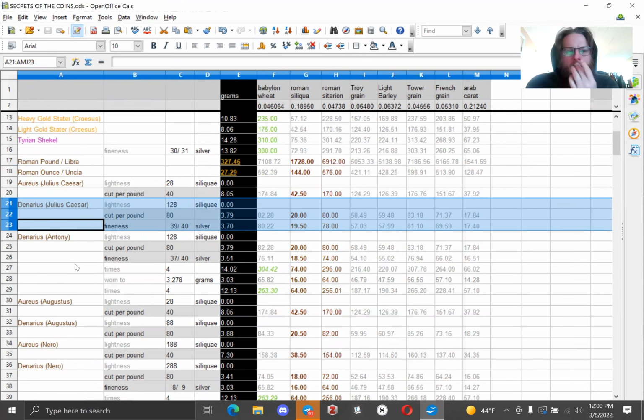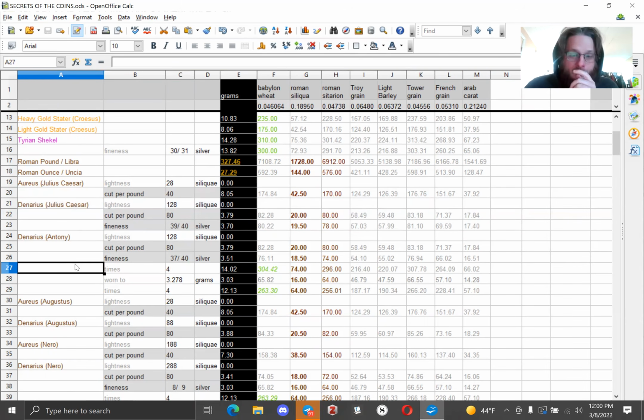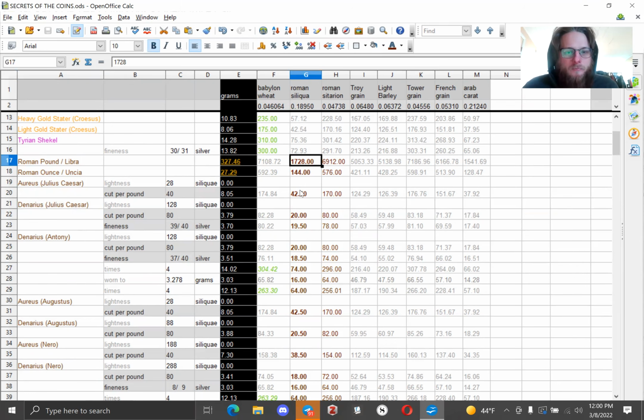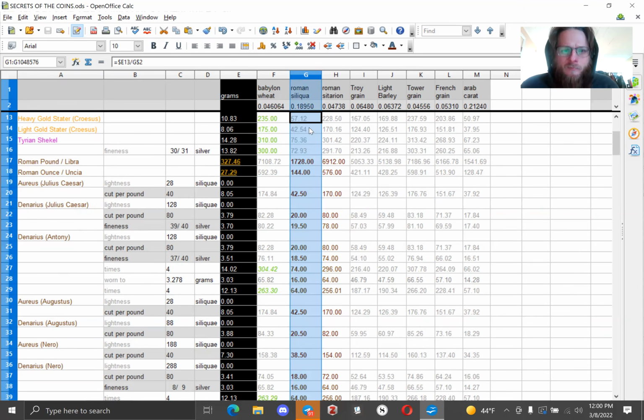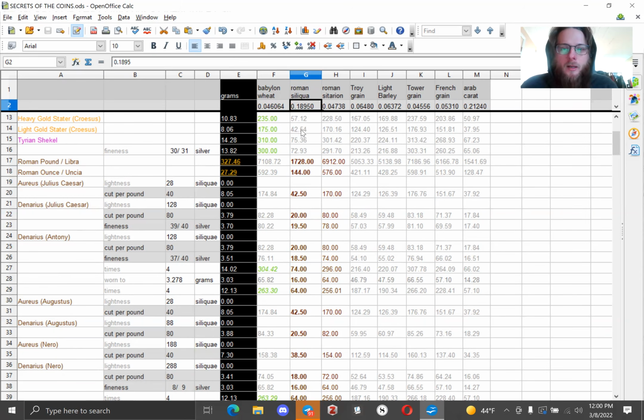To begin thinking about this, we need to first think about the Roman pound. The Roman pound is 1,728 siliqui. The siliqua is a carat measure. The carat comes from the carob tree, so it is a measure based on the fruit of the carob tree. There are some different carats, and the siliqua is not exactly what we call a carat today. It's a little different. My guess for what it is is about 189.5 milligrams.